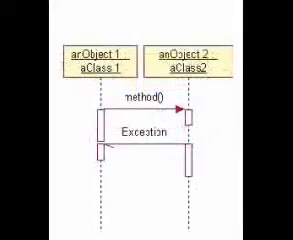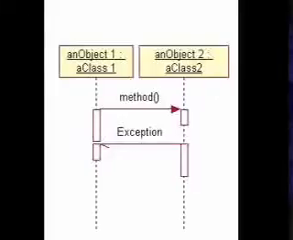Exceptions are shown as asynchronous messages specifying the exception class name. An exception may have an optional exception stereotype. The signal stereotype is also legal since an exception is a kind of signal in the UML.